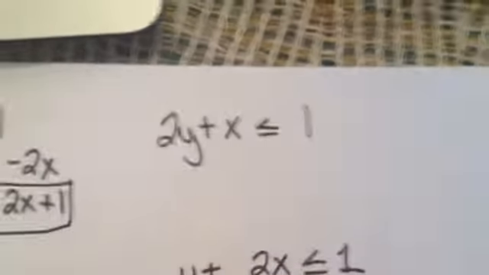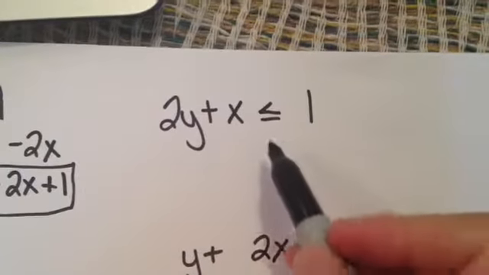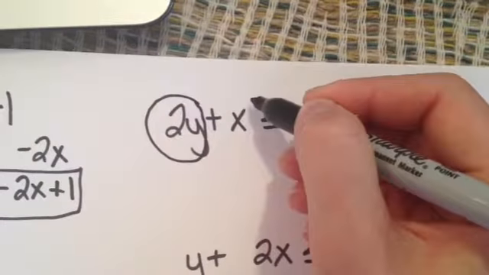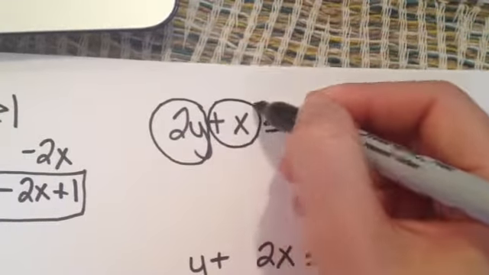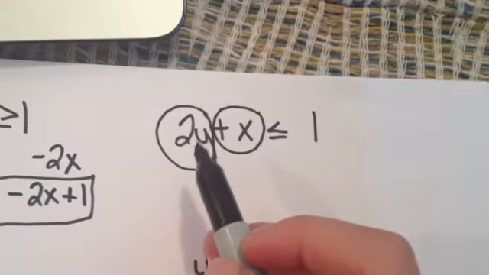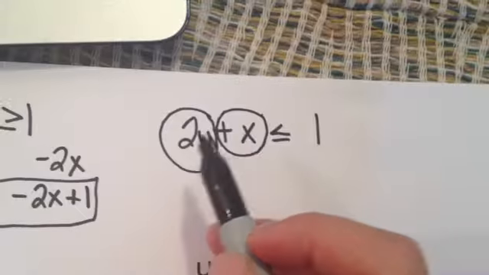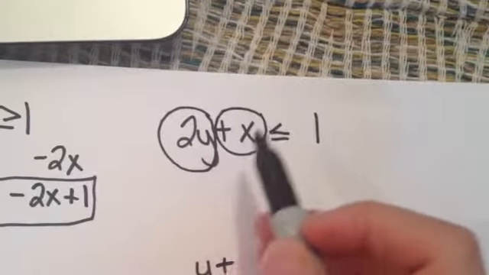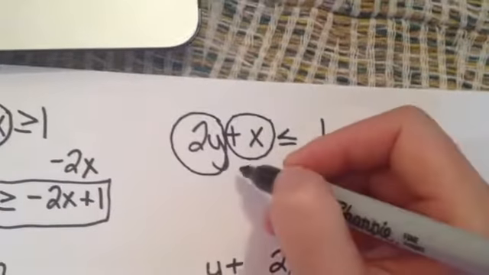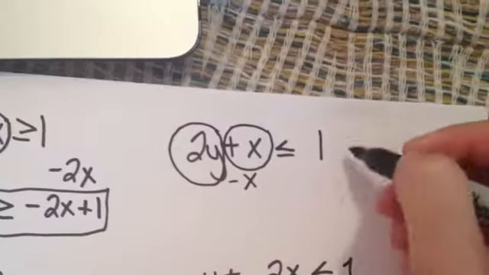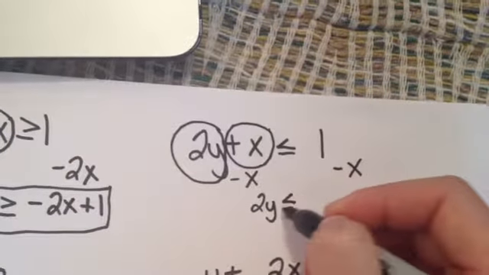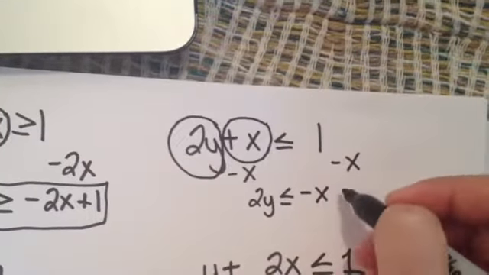And that's how that equation would be rearranged. Let's look at this one. I have 2y plus x is less than or equal to 1. Again, I'm going to circle my terms or my forces if you want to think of it that way. Again, I need to have this y by itself. So right away I see that I need to get rid of this positive x so that this force on the 2y will be gone. So I'm going to subtract x. Whatever I do to one side, I do to the other. And then I'm left with 2y is less than or equal to a negative x plus 1.